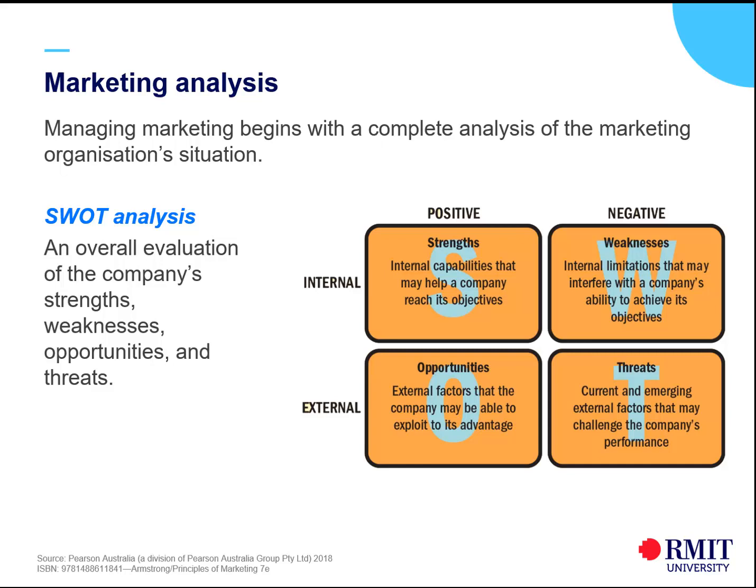And then we turn our focus to the external. These are the opportunities and the threats. Opportunities are external factors that the company may be able to exploit to its advantage, thereby helping to reach its objectives. The threats, on the other hand, are current or emerging external factors that may challenge the company's performance. These may not necessarily be things that we can control, things like changing government legislation. So these threats can come perhaps from our weaknesses, or a change in an environmental factor, or it could even be a change in a competitive position.